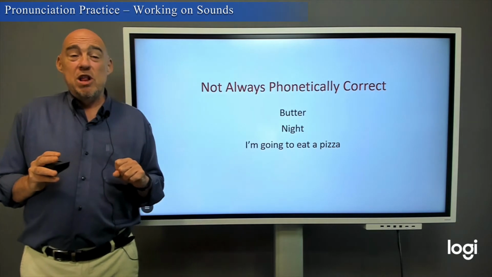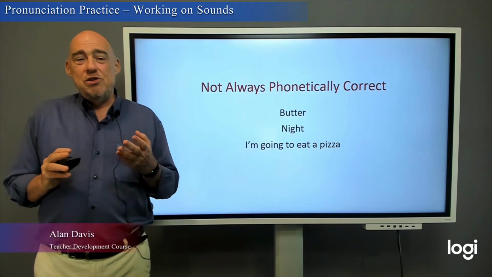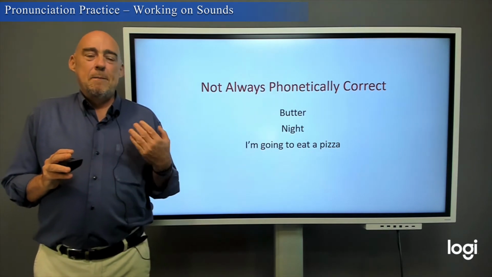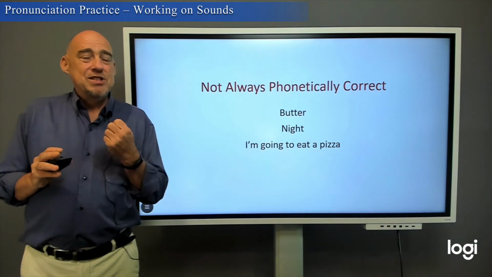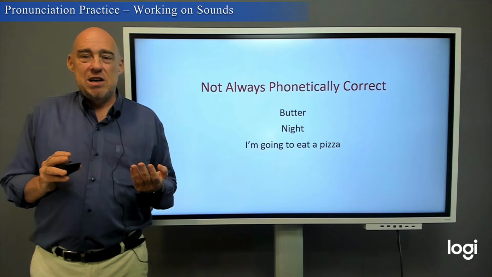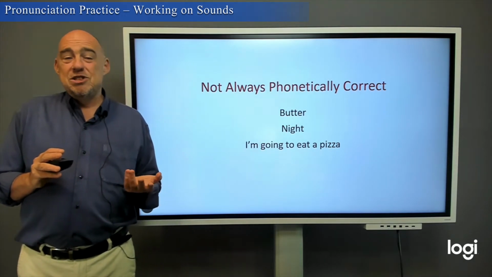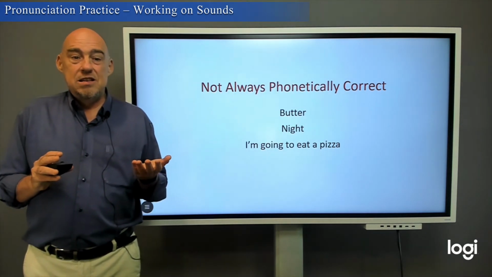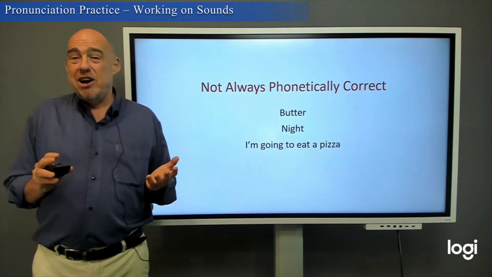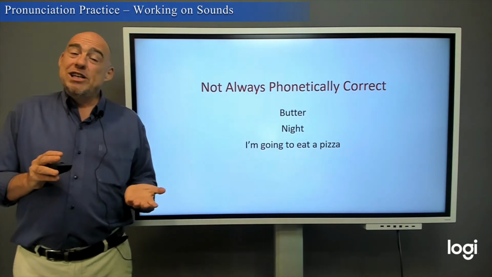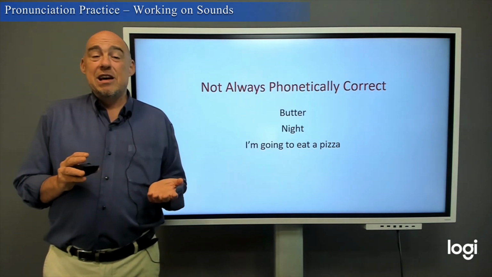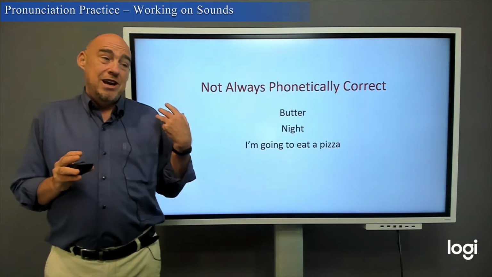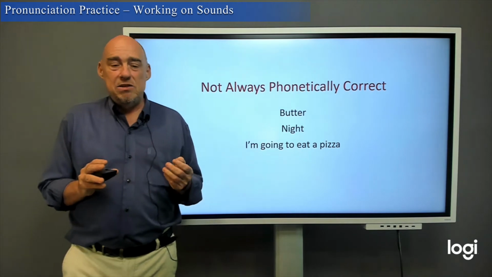For example, the word butter. B-U-T-T-E-R phonetically is butter. But as an American, I take away those T's and I add a D, right? So I say butter. How about the word night, which is a bit of a phonetic nightmare, right? N-I-G-H-T. What's that? It's nowhere near night, right? And then I'm going to eat a pizza often comes out sounding like I'm gonna eat a pizza. So what we say and what we hear is not always the same as what it's spelled.